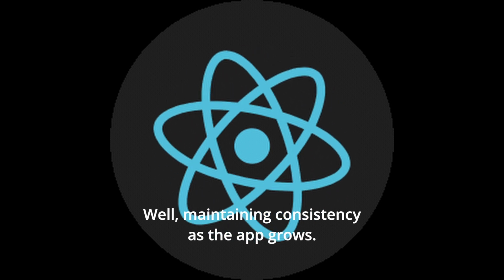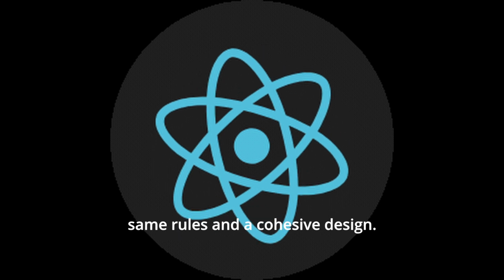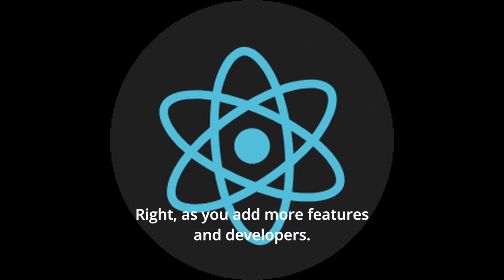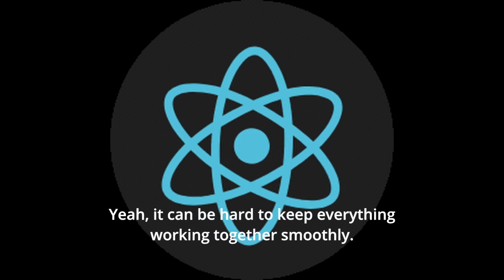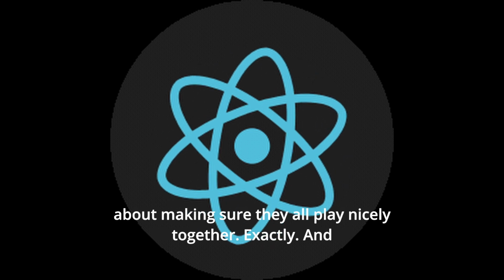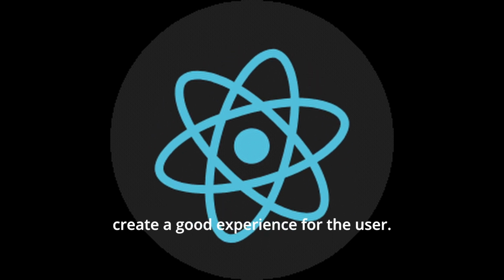as the app grows. That's a big one. It's like making sure all the reading rooms in the library have the same rules and a cohesive design. Right, as you add more features and developers, and components, it can be hard to keep everything working together smoothly. So it's not just about building individual components. It's about making sure they all play nicely together and create a good experience for the user.